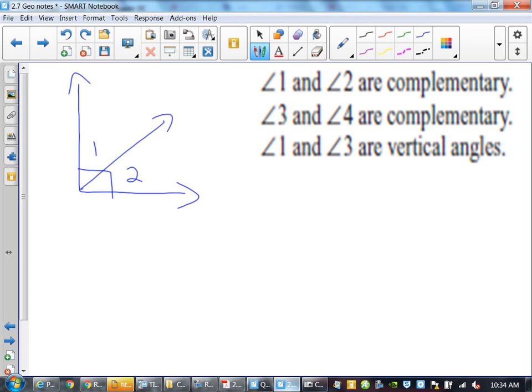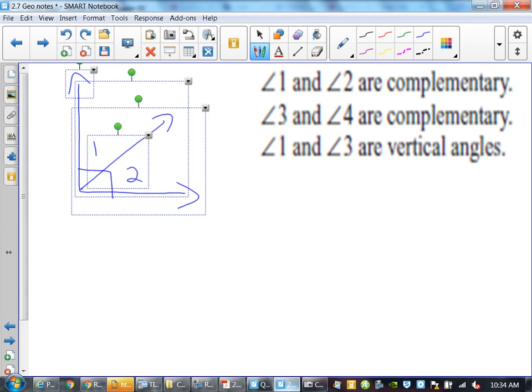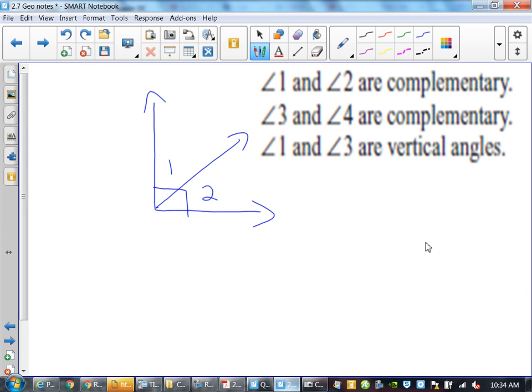Then it says that 3 and 4 are complementary, but 1 and 3 are vertical. So, we'll move this over. What I'm going to do then is I know that angles 1 and 3 have to be vertical to each other. Does that make sense where I'm going here? Yep. And then this has to be 4. That's what that will look like. There's probably other ways to do it, but that's the way I thought of. You could have flipped the 4 to the other side, I guess.